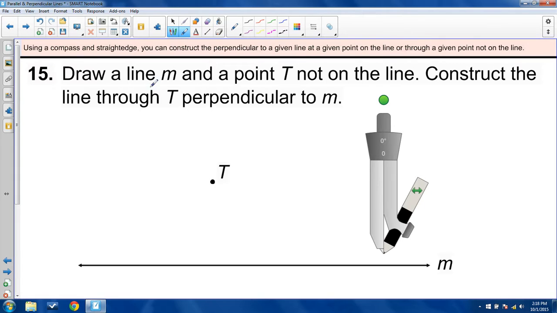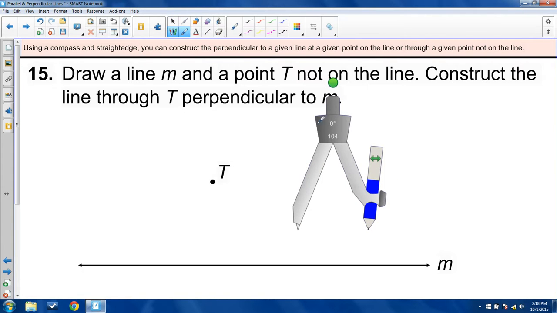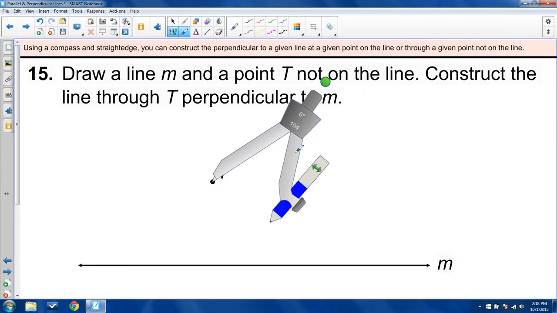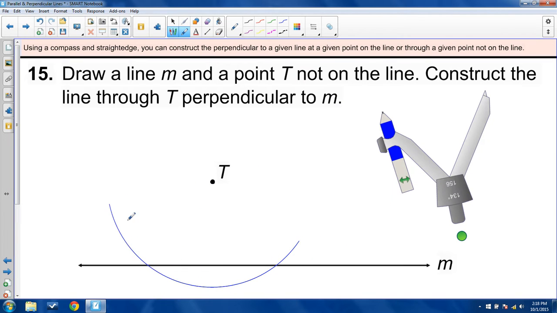Okay, here's some construction. Number 15, draw a line M and a point T not on the line. So I took care of that for you. Construct the line through T perpendicular to M. So the way that I'm going to go about this here is using my compass. I would love to be able to construct an arc that goes through this line down here. It swoops at 2 different points and it comes back out the other side. So something like that. Because what I want to create here are endpoints here and here, where the segment made between these 2 endpoints is going to have a midpoint when I draw T through it.